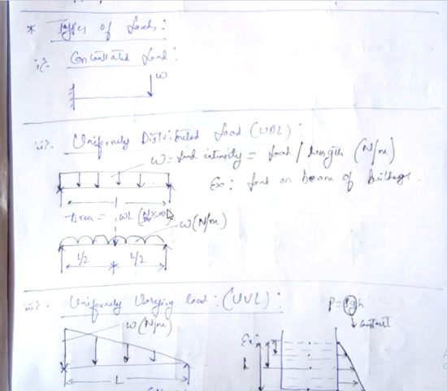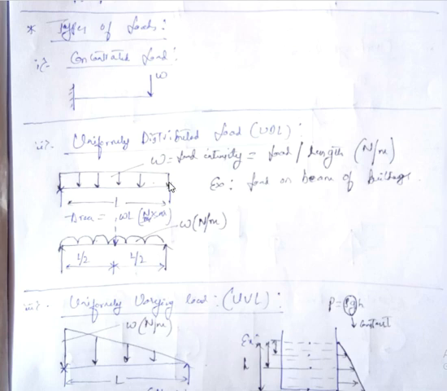The best example is the beams of our homes. If we consider this as a beam in our respective homes, this beam will be subjected to load from the concrete slab, and that concrete slab will be applying uniform load throughout the length of the beam. If I consider this point, the load will be the same. If I consider this point, the load will be the same. At all the points along the length of the beam, the load will be the same.